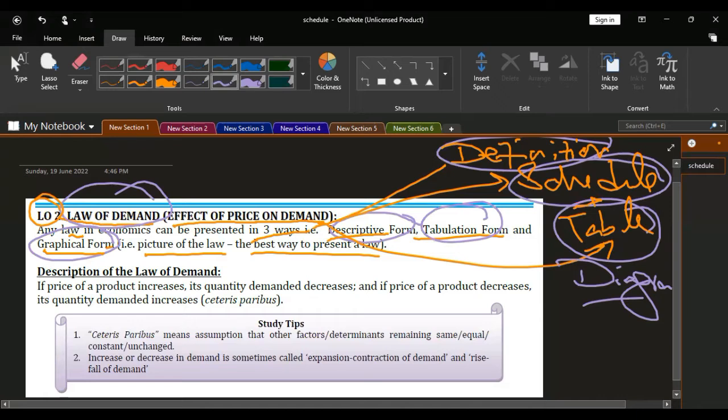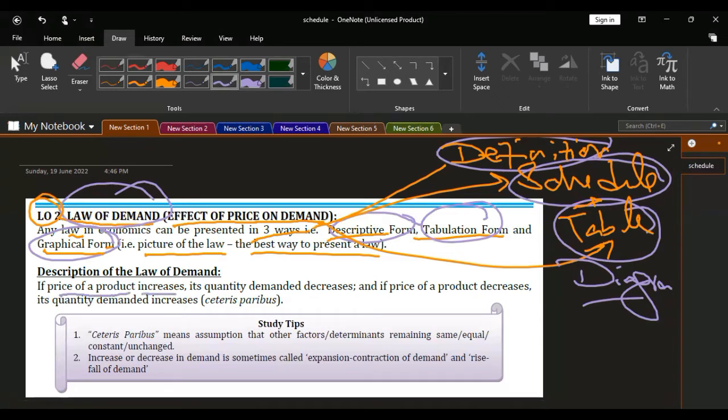What is law of demand? If price of a product increases, its quantity demanded decreases. Similarly, if price of the product decreases, its quantity demanded increases. Ceteris paribus.